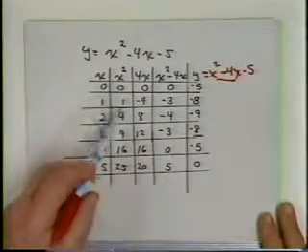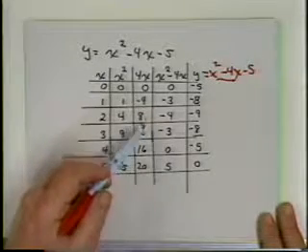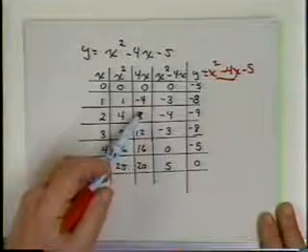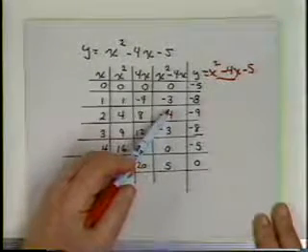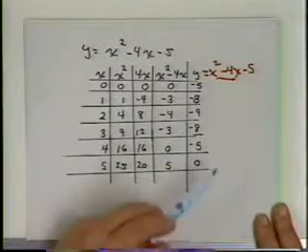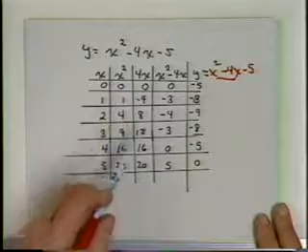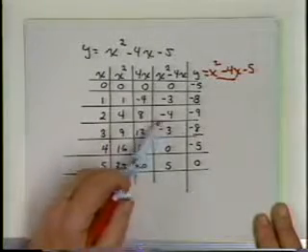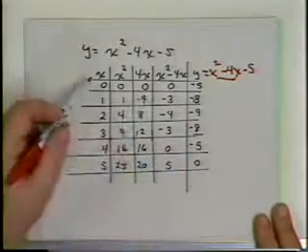So when x is 1, x squared is 1. 4x is 4. And then x squared minus 4x is minus 3, and then y would be negative 8. When x is 2, x squared is 4. 4x would be 8. So x squared minus 4x is negative 4, so y would be negative 9. And you see what's happening?